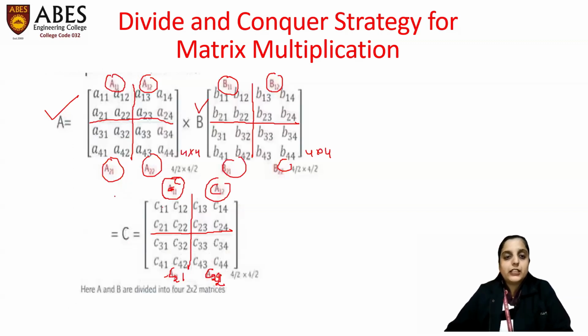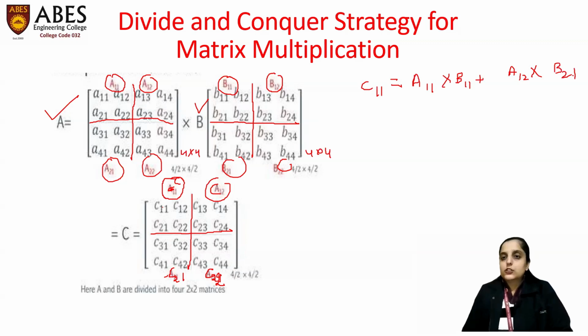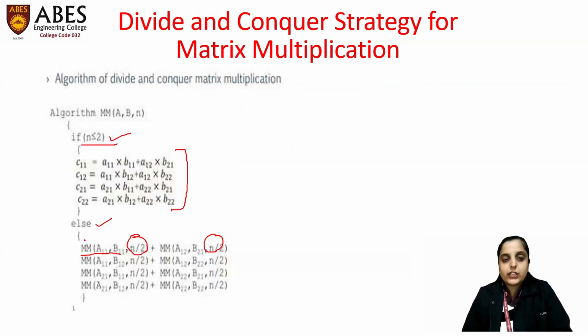So as you can see here, if I need to calculate the value of C11, C11 is A11 into B11 plus A12 into B21. So we're going to apply the same formula here. We're going to multiply A11 into B11 plus A12 into B21. And recursively, we reduce the size of the matrix. The very first time we divide this 4 cross 4 matrix, we get 2 cross 2 matrices. When we enter this condition, it is true, and we can simply apply our formula and calculate the value.